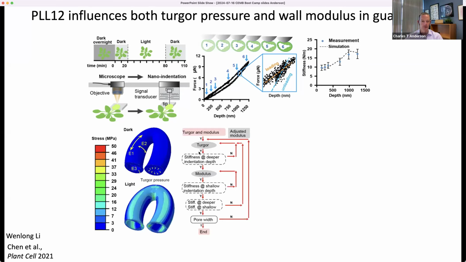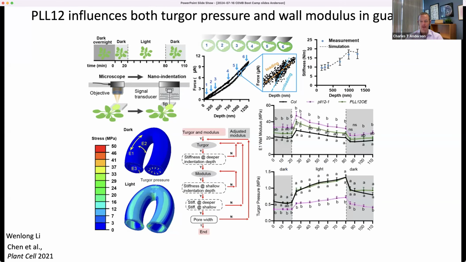And then we put this into a modeling framework where we actually generate a computational model of the geometry of these pairs of guard cells. And we solve that model for both turgor and modulus that gives us the same behavior that we observe when we're measuring these on the nanoindenter, which also has a microscope attached to it. So we can actually watch these cells open and close in response to light and dark.